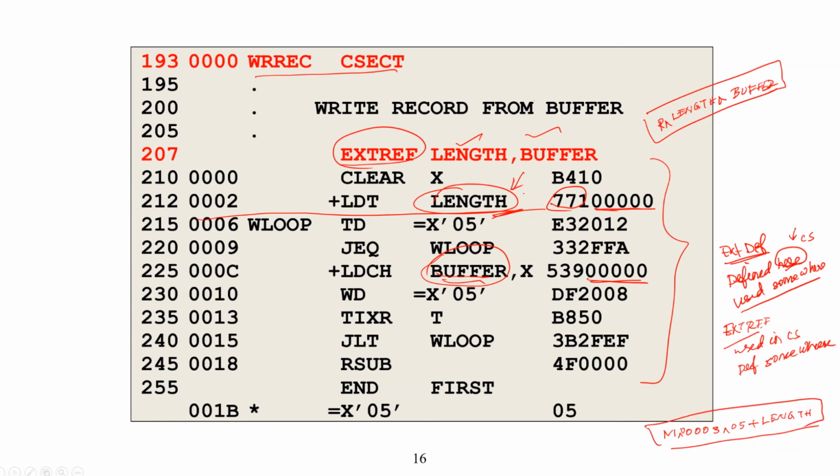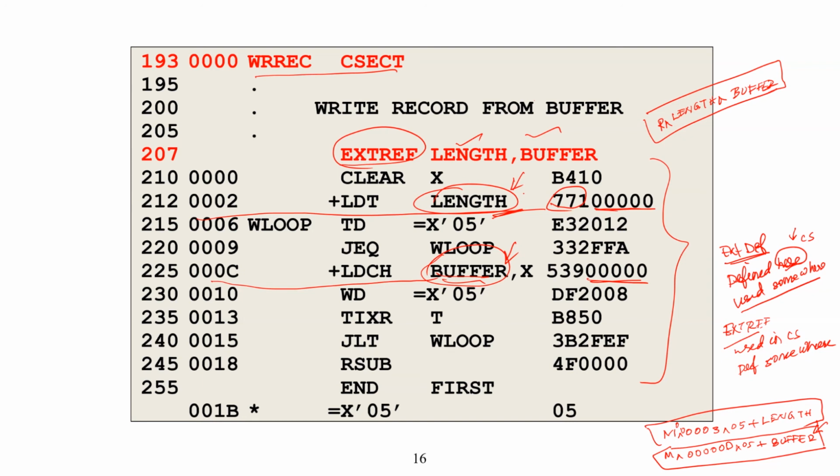If you write here for LDCH buffer, what will you do? This 00000C, so it will be M, then 5 zeros, M 00000C, next one is 05, the next 5 positions, and the unresolved symbol is buffer. So here I am adding the unresolved symbol. Clear?